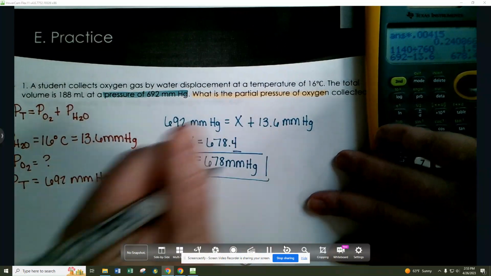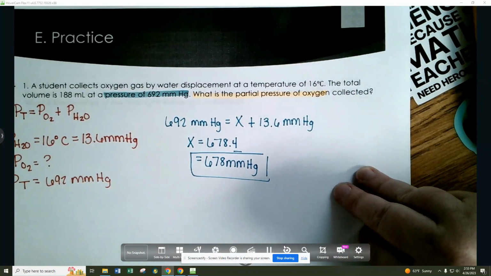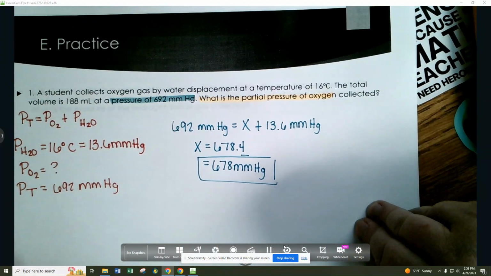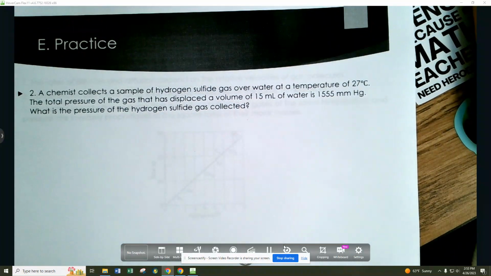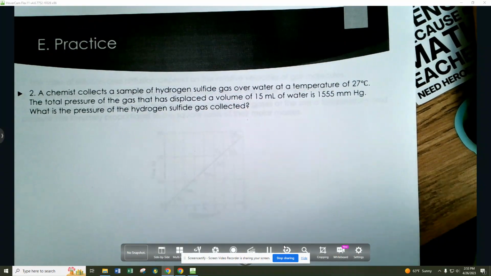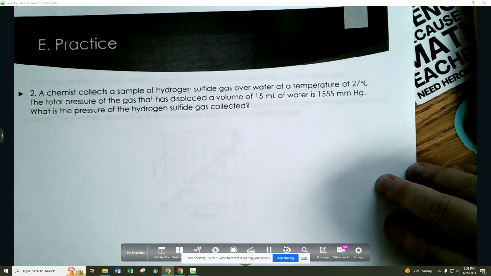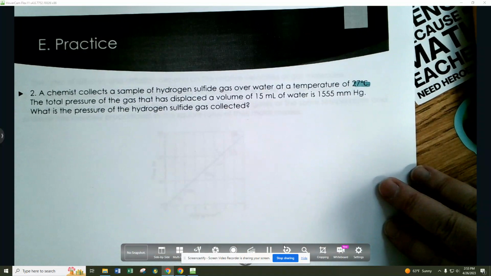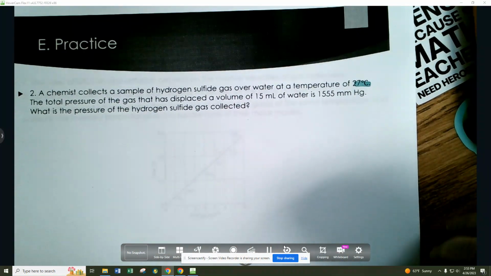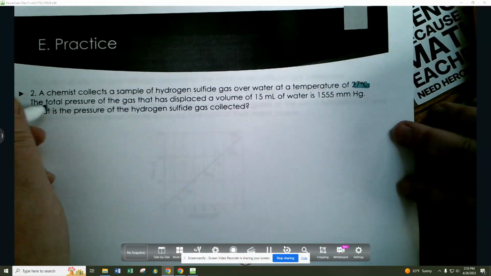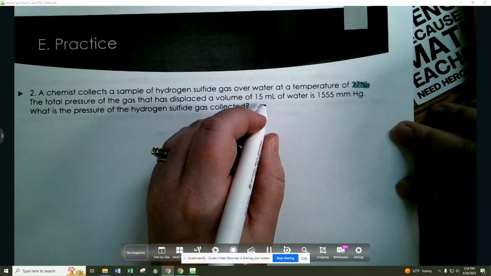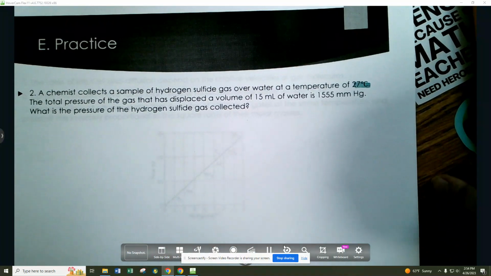Okay. So just another example to again work with this idea of how do we find the pressure of a gas when we're collecting it over water. So here a chemist is collecting a new gas, hydrogen sulfide or H2S. They're collecting it at a temperature of 27 degrees Celsius. So as I mentioned previously, that's an important value even though temperature is not even in the formula. It tells us that the total pressure of the gas that has displaced a volume of 15 milliliters of water. That volume is just extra information.